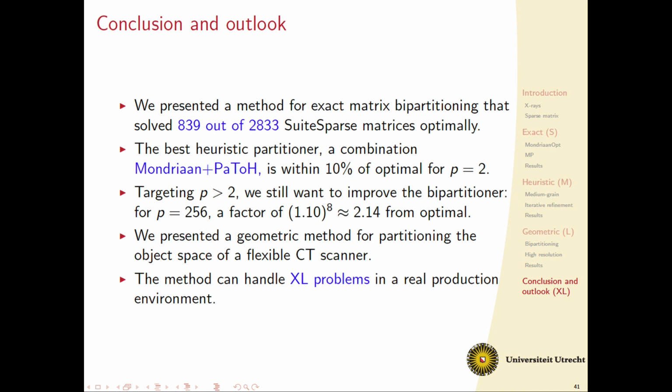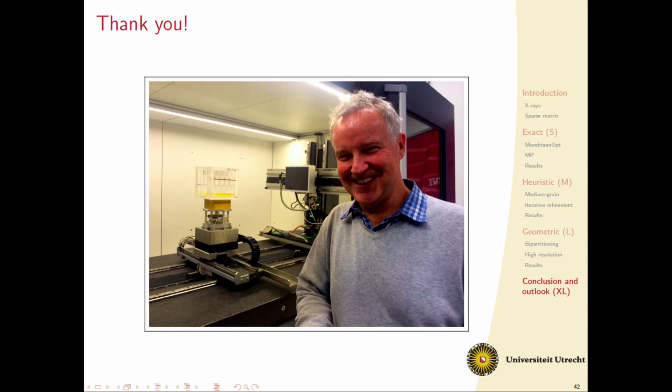Are we out of business as designers of parallel partitioning algorithms? The answer is no, because if you have, let's say, 256 processors, and you would lose 10% at every level of split, then you are still a factor of 2 from optimal, so there's something to be gained. And at the end, we showed a geometric method to find a good partitioning for scanners, also for very, very high resolutions. And that could solve extra large problems in a real production environment. I thank you for your attention.